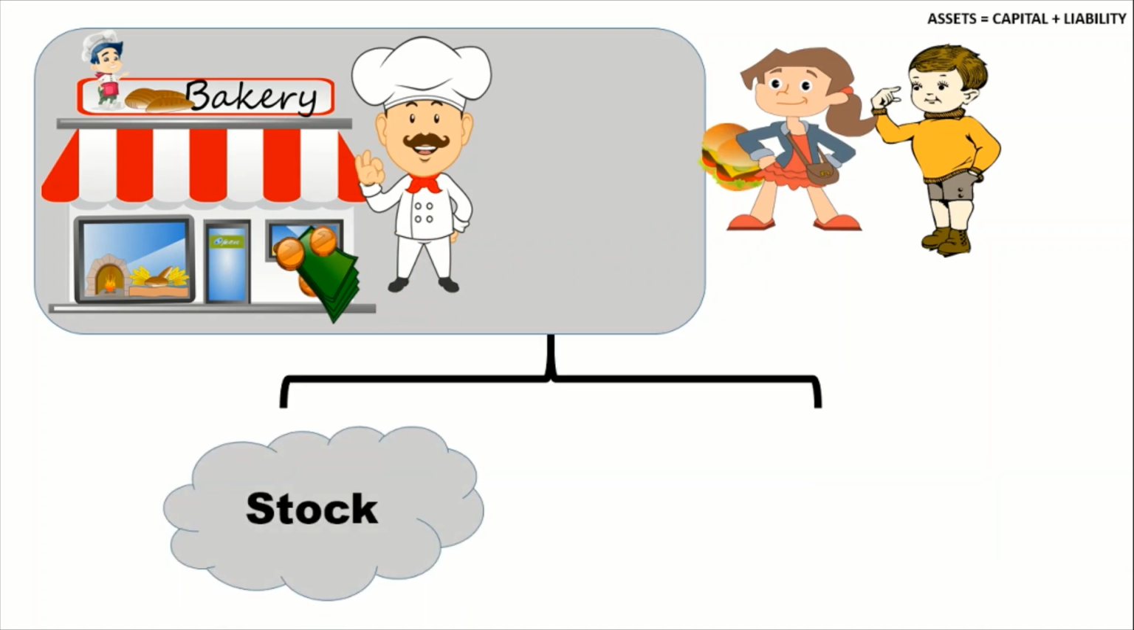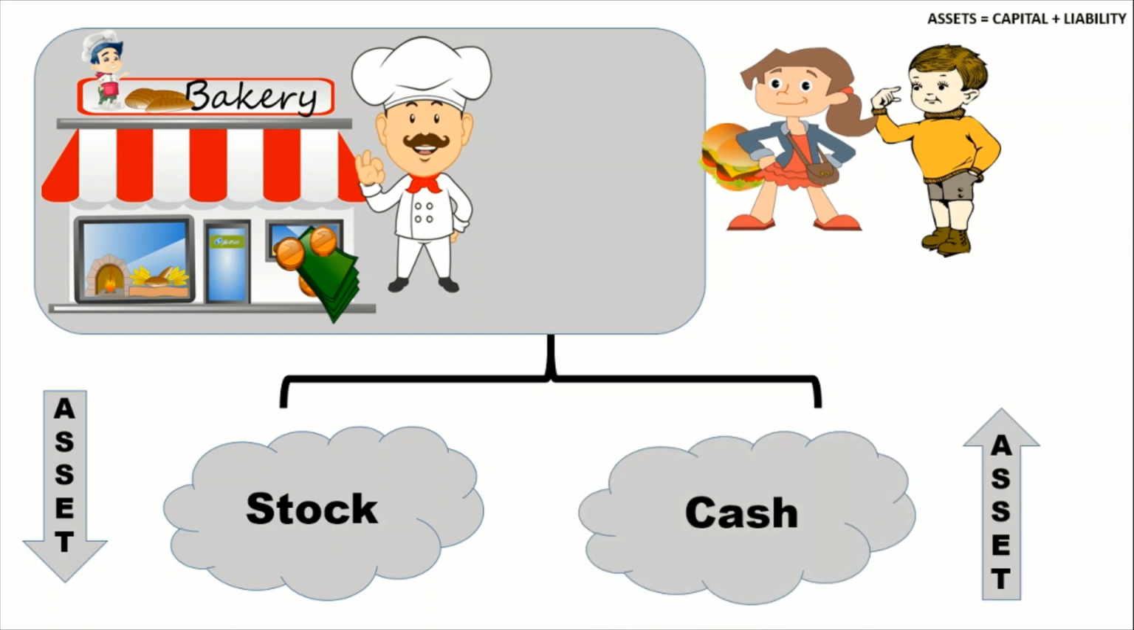The stock, there is a sale. That means the stock reduces. So an asset decreased. But the cash, paying the cash, increases the cash here. So here one asset will decrease, another asset will increase.